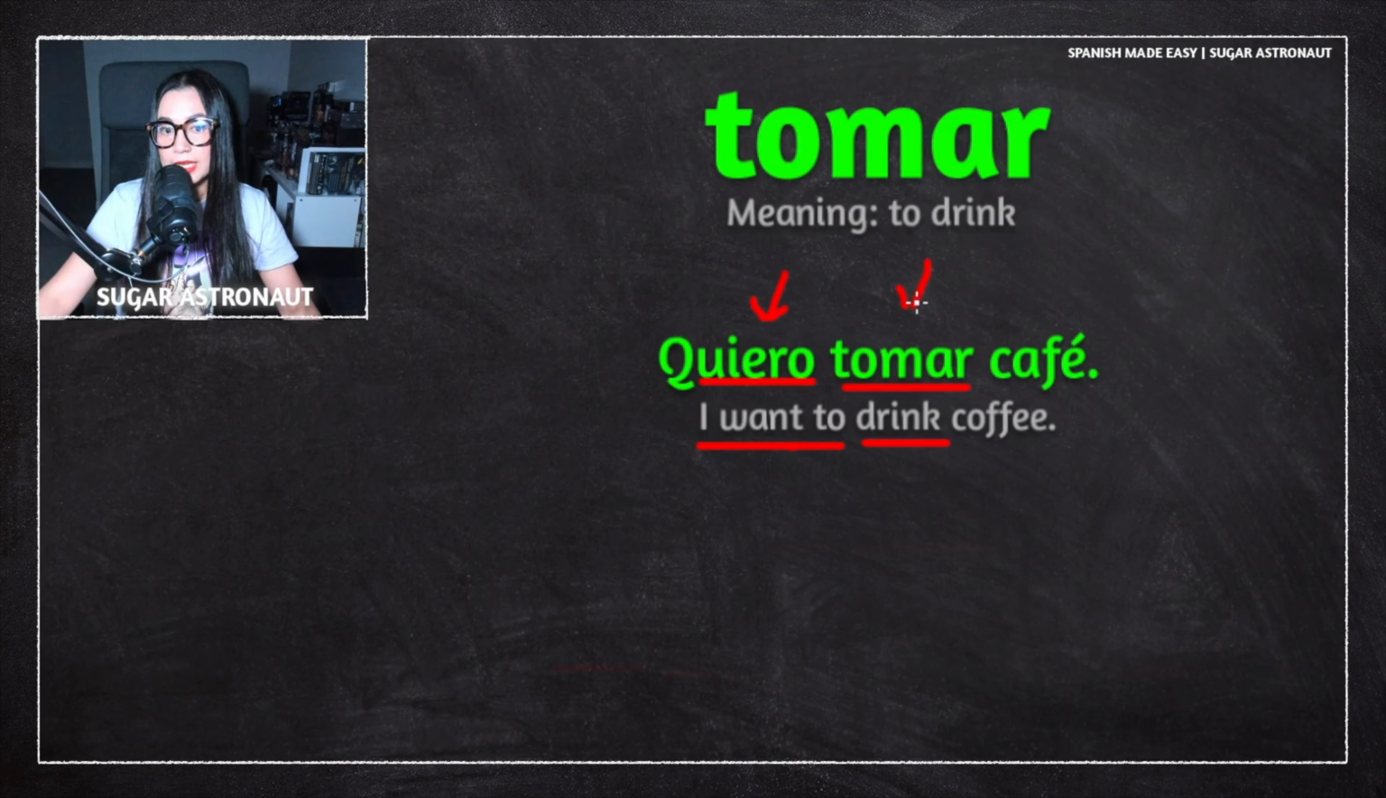After saying quiero, you can add any verb in the infinitive form, which means do not conjugate the verb. Quiero tomar, I want to drink. Quiero dormir, I want to sleep. Quiero correr, I want to run. You can just place a verb right after quiero and you're expressing what you want to do. And then we have café, with an accent mark on top of the letter E, and that means coffee. Quiero tomar café. I want to drink coffee.